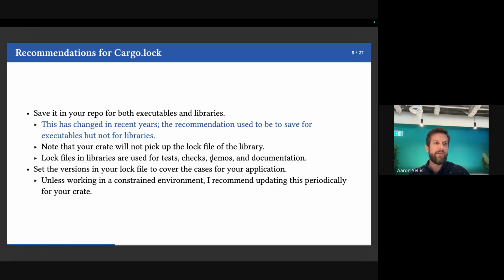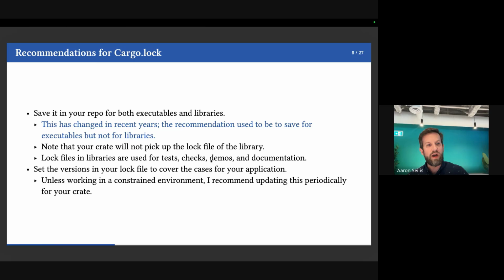predominant advice for a while was basically to save it for just your executables, because for your libraries, Cargo doesn't respect the lock file for your library dependencies, so it was considered kind of useless, and so it was clutter in your repository. However, the consensus for this has changed over the last few years. It's now recommended to save this for both executables and libraries.